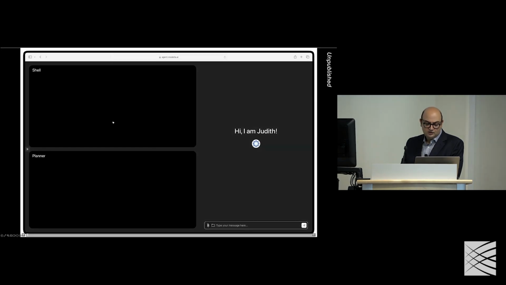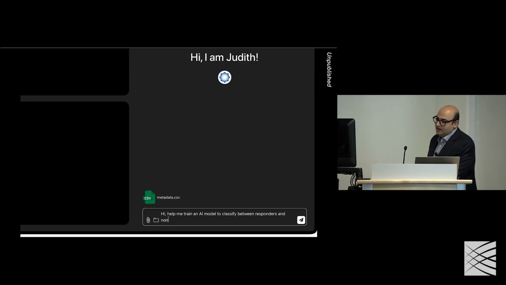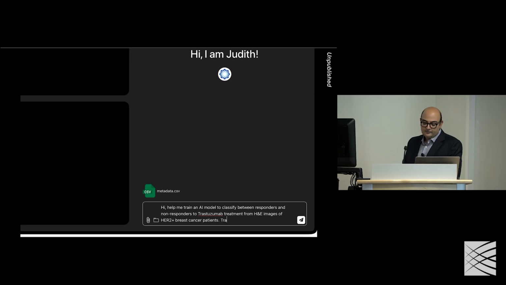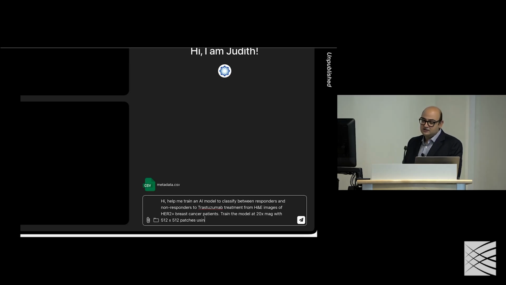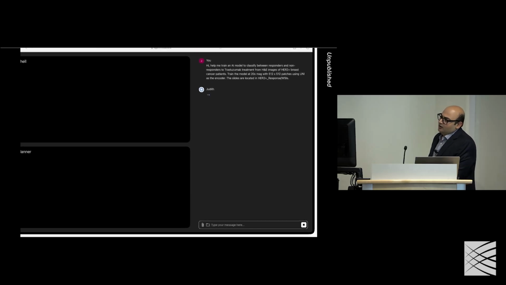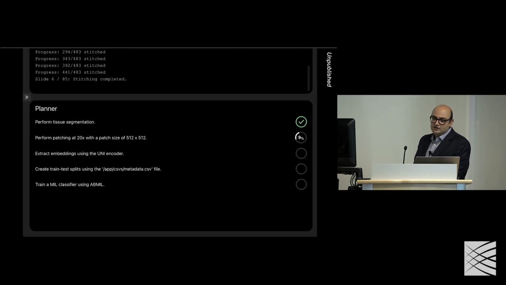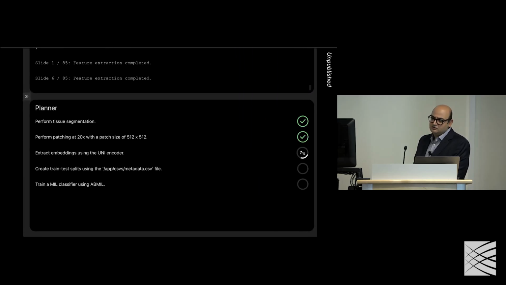This is just one example, where the user is giving it some metadata and saying: I have a cohort of responders versus non-responders, can we look at what the morphologic differences are, and then maybe conduct some analysis on top of it. The generative aspect is that it can make a plan, and the agentic aspect is that it can then go and execute that plan.